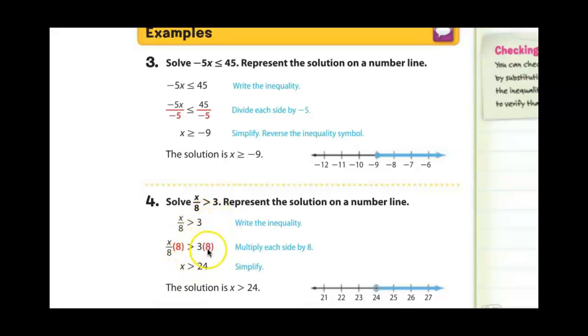So then 3 times 8 is 24. So the solution is that x is greater than 24. And you'll notice that 24 is an open circle because 24 is not a possible solution, but everything greater than 24 is, so we're going to shade everything in on the right.